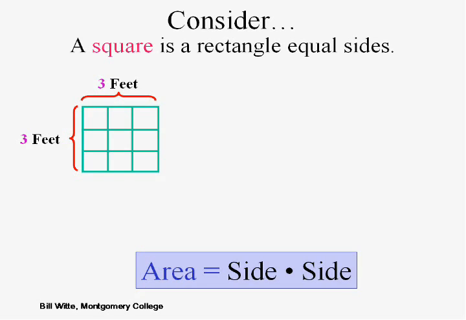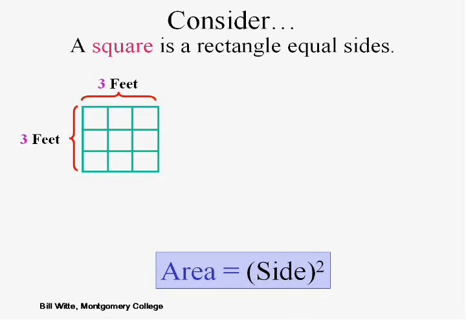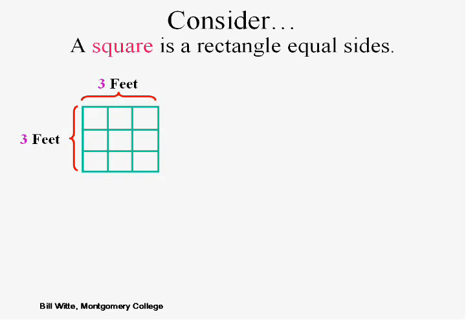But if you said that the length and the width were the same and called them sides, there's another way to write this. Instead of side times side, you may see side squared, which means 2 sides. Side times side, doesn't it? You know what exponents mean. You can see that it's going to be 3 squared, and what is 3 squared? 9. 9 square feet.